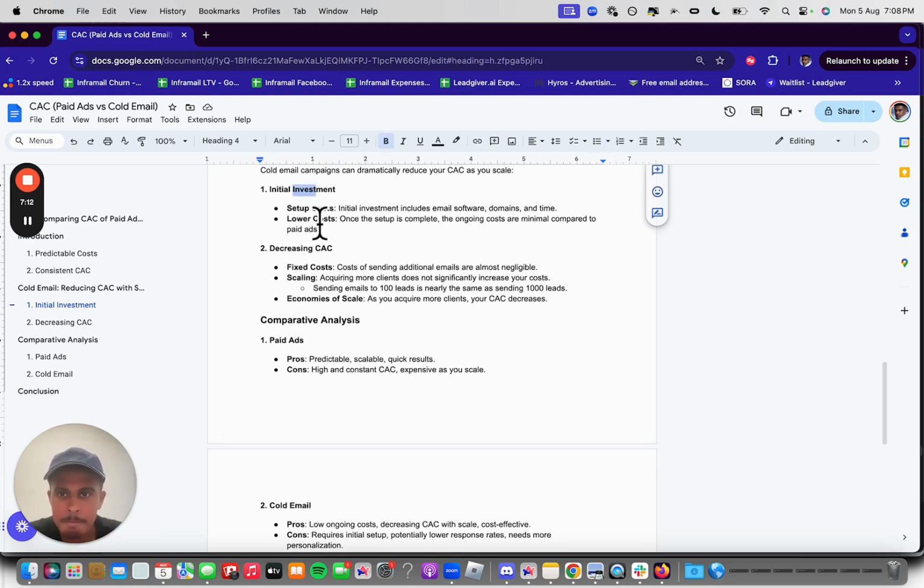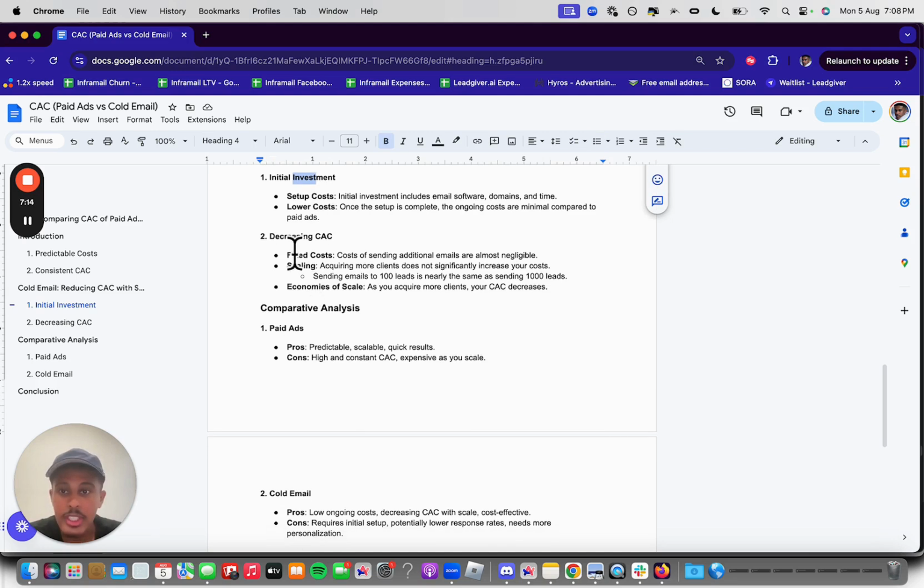So the initial investment, like I said, is very straightforward. The decreasing CAC comes in because of the fixed costs, right? You don't have to increase your ad spend or your marketing spend every single month. You might incrementally increase it just a tad bit if you want to send more emails, but it's not going to be anywhere near as much as paid ads, right? So acquiring more clients does not significantly increase your costs.